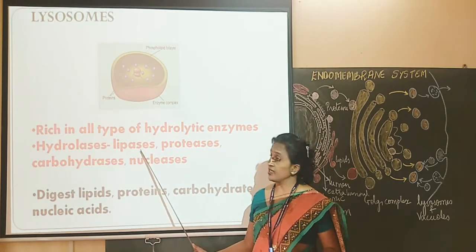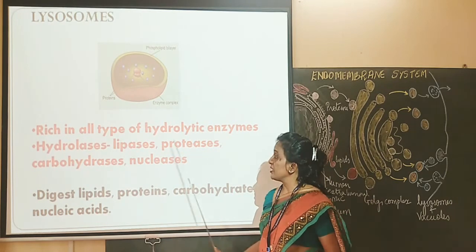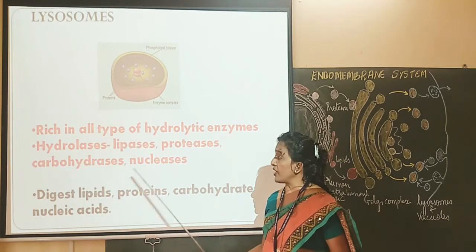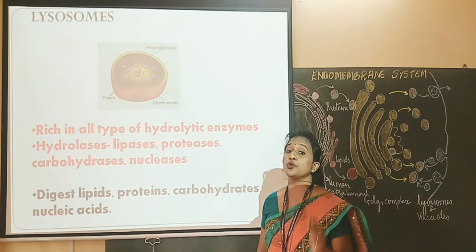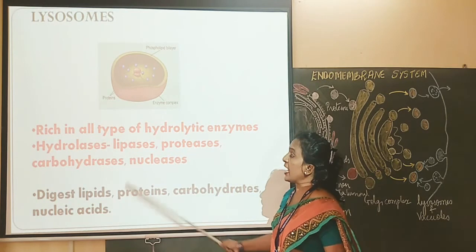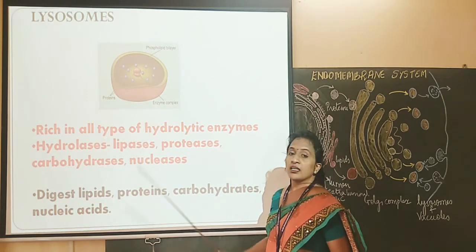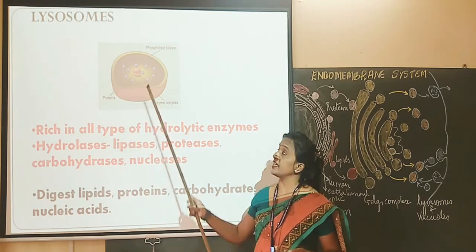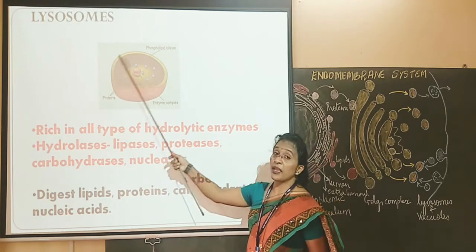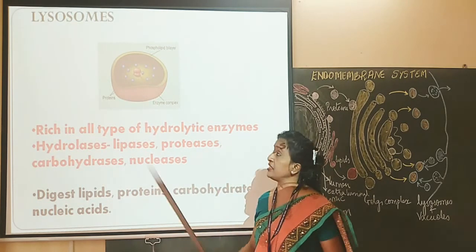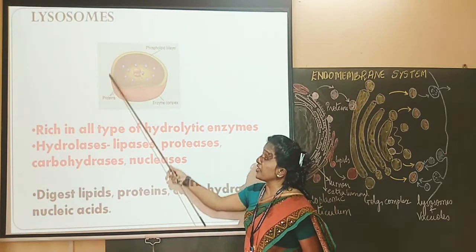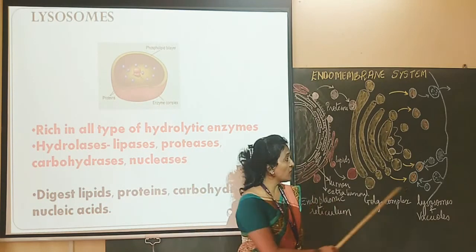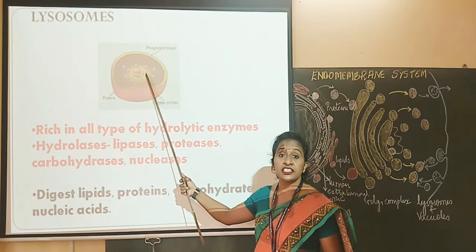As the name says, lipases will break down the lipids, proteases will break down the proteins, carbohydrases will break down the carbohydrates, and nucleases will break down the nucleic acid. So they help in the metabolism of these materials present inside the cell, because of the enzymes that they have inside. We should also remember that these enzymes are active in acidic pH. So the membrane which surrounds the lysosome will protect the other parts of the cell from the acidic nature of the enzymes.